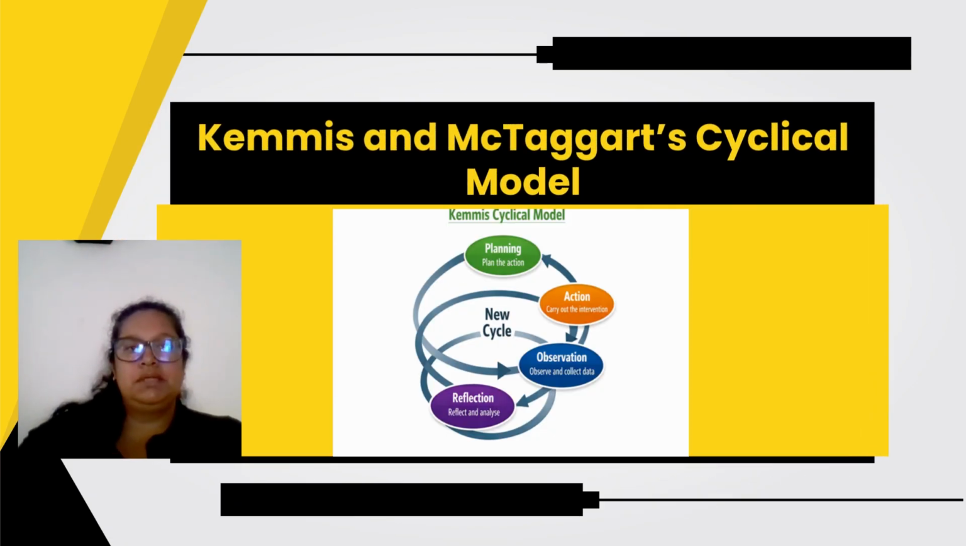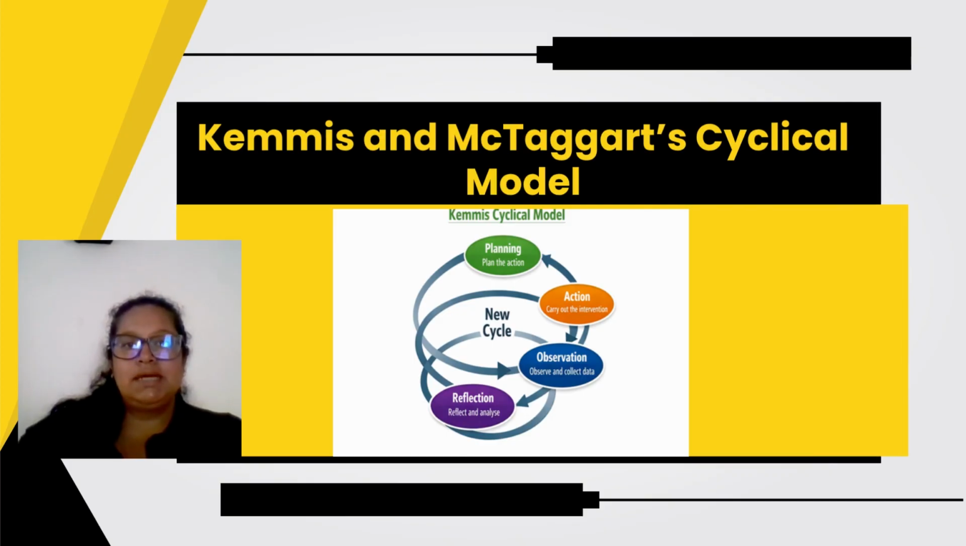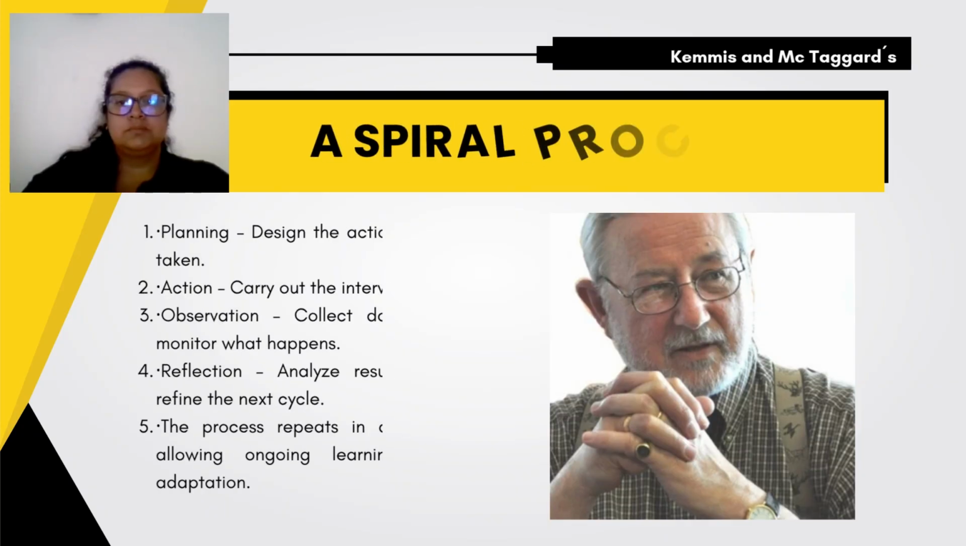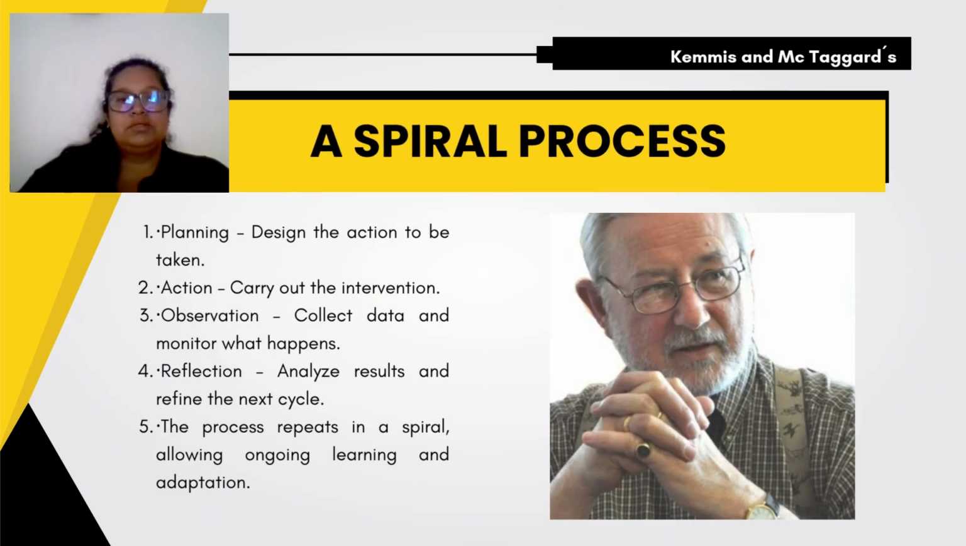Now, let's move to Kemmis and McTaggart's cyclical model. Unlike Sussman, they propose a spiral process of continuous improvement. The cycle includes four phases. We have number one, planning, design the action to be taken. Number two, action, carry out the intervention. Number three, observation, collect data, and monitor what happens. Number four, reflection, analyze results, and refine the next cycle.